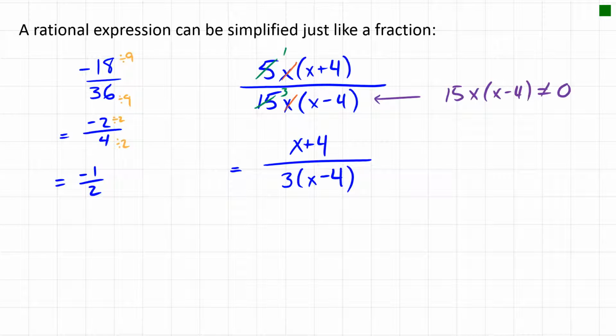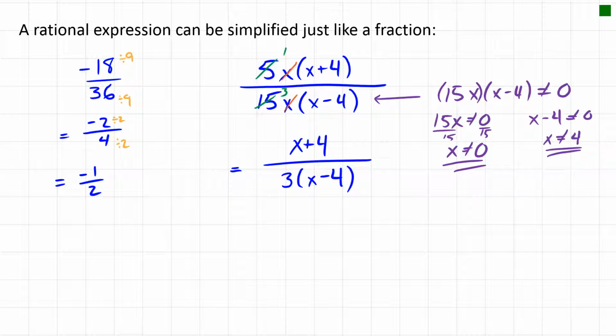Well, that means that either 15x, I'll put the 15 with the x just to see what that looks like, is not allowed to be equal to 0, or x minus 4 is not allowed to be equal to 0. So if we divide each side on this first one by 15, well, 0 divided by 15 is just 0. So x is not allowed to be equal to 0. And also, x is not allowed to be equal to 4. So we're just stating the non-permissible values for the simplified rational function.